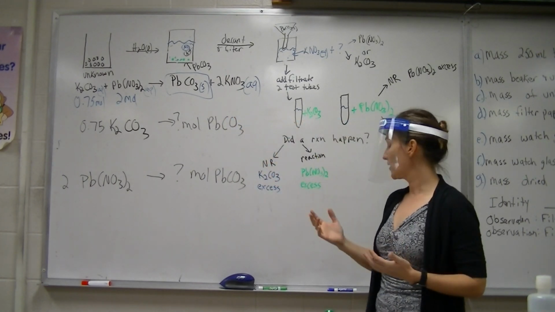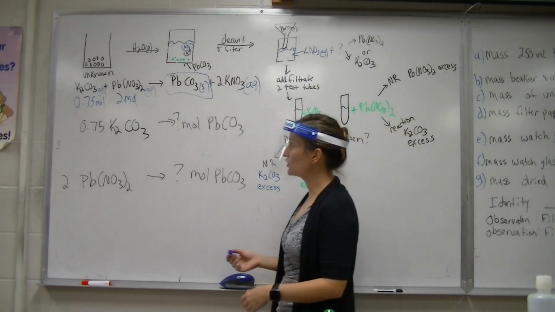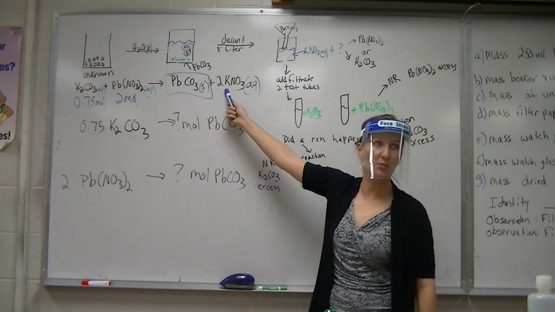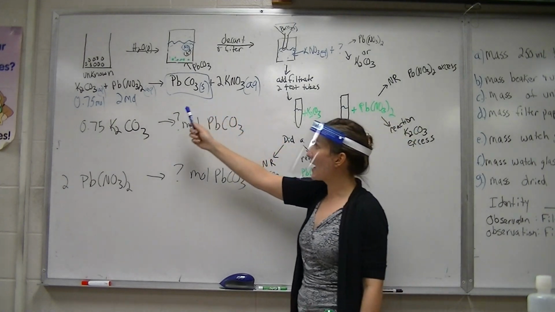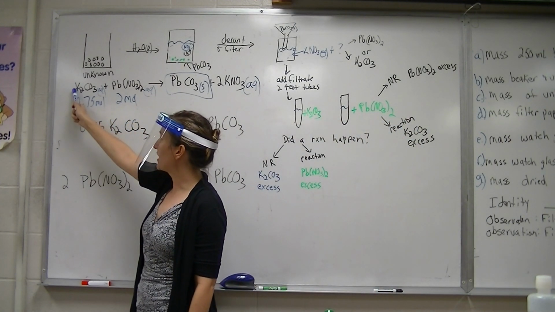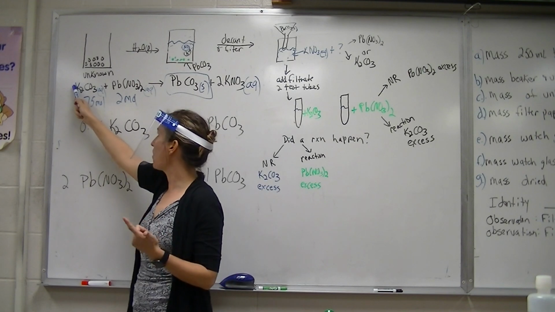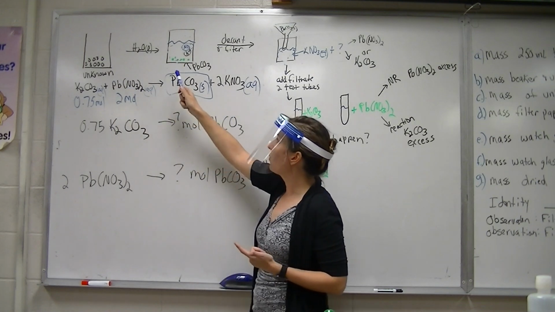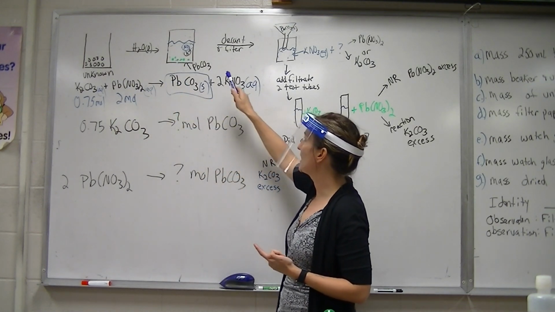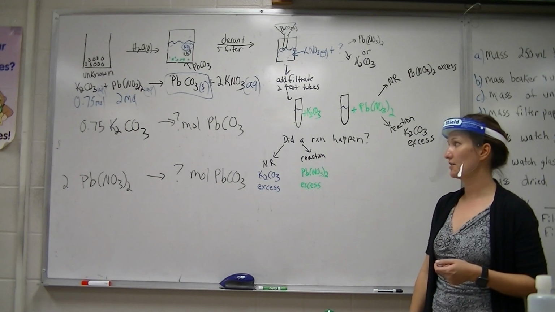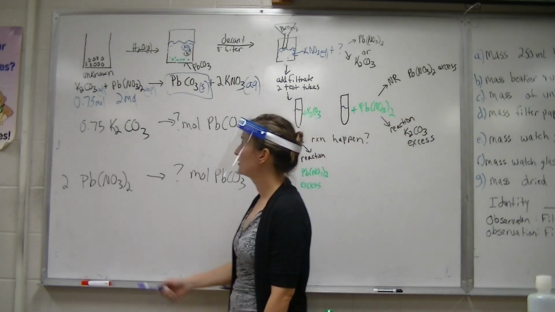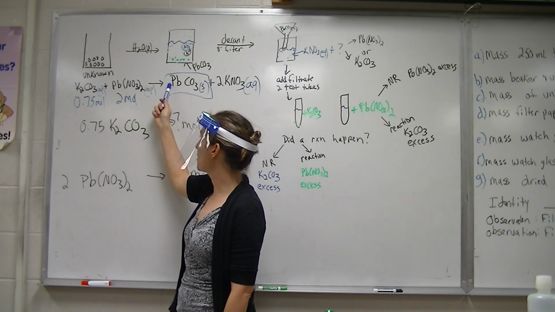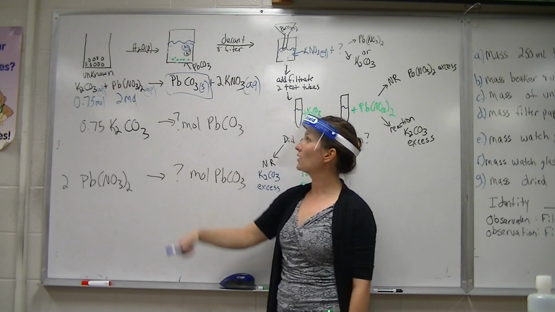So you're going to use what we call mole ratios. The mole ratios are the coefficients in front of each compound, which represent the number of moles of that compound. So what that means is 1 mole of potassium carbonate, because there's no coefficient in front of it, so I assume it's a 1, plus 1 mole of lead 2 nitrate is going to form 1 mole of lead 2 carbonate and 2 moles of potassium nitrate. So notice my ratio is 1-to-1 between potassium carbonate and the product, and 1-to-1 for lead 2 nitrate and the product.